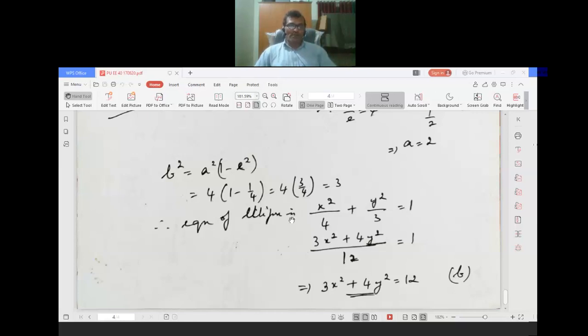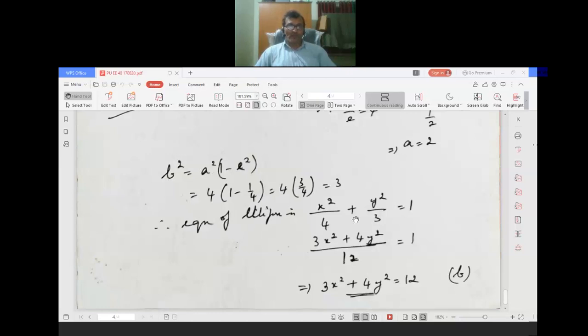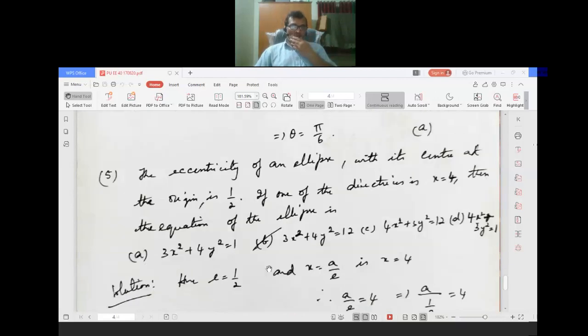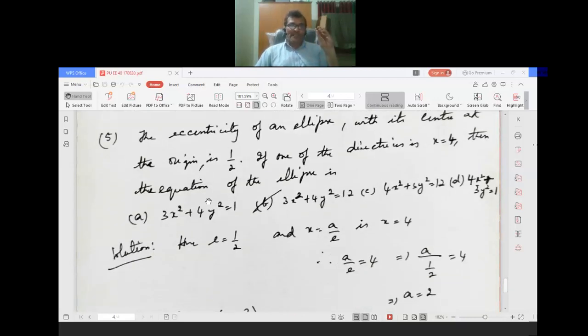So now the equation of the ellipse is x squared by a squared plus y squared by b squared equals 1. A squared is 4, so x squared by 4 plus y squared by 3 equals 1. Taking LCM, 3x squared plus 4y squared by 12 equals 1. That is 3x squared plus 4y squared equals 12. I hope you followed.